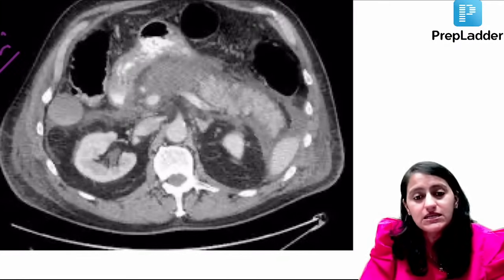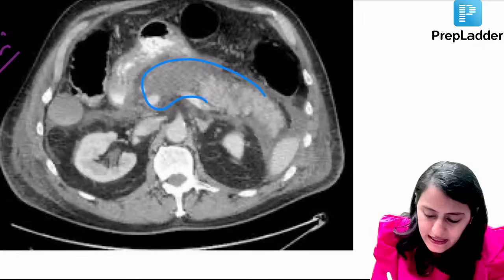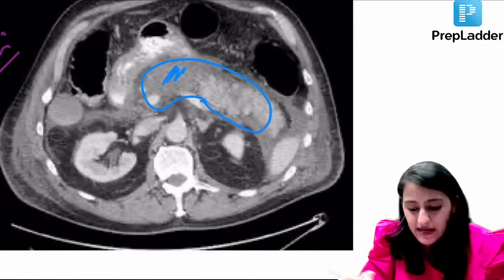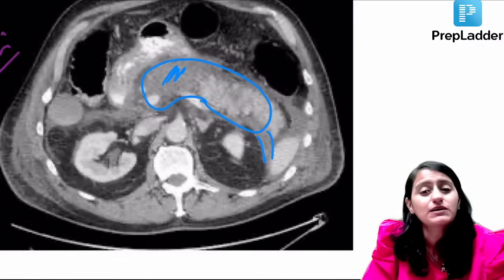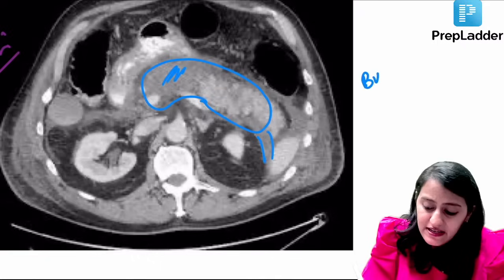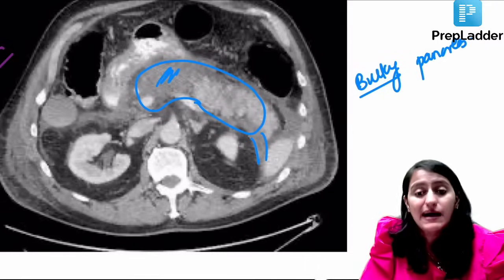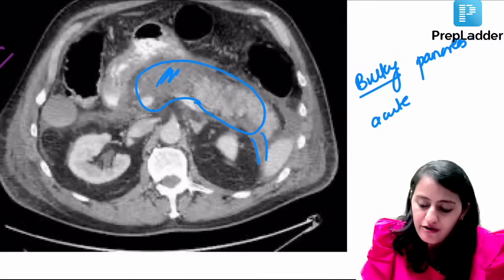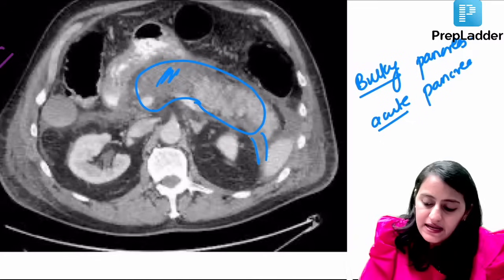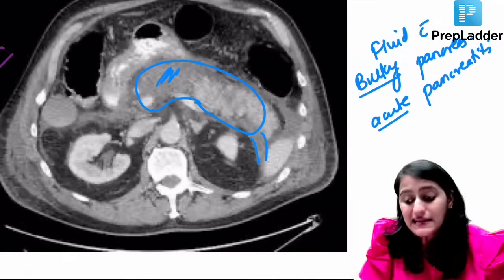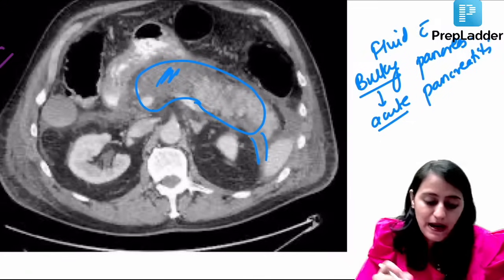What are you seeing here? Look at the pancreas appearing bulky. There is this non-enhancing area. There is fluid accumulation there. So whenever they give you again your NEET PG PYQ, pancreas is bulky, what is it suggestive of? Acute pancreatitis. Fluid surrounding pancreas with bulky pancreas, acute pancreatitis.